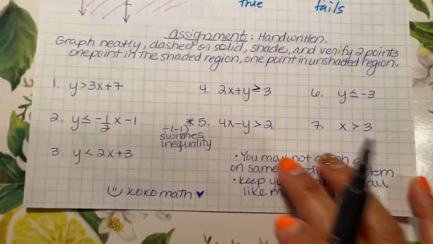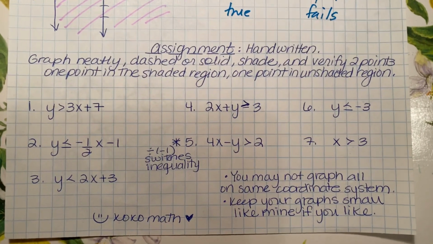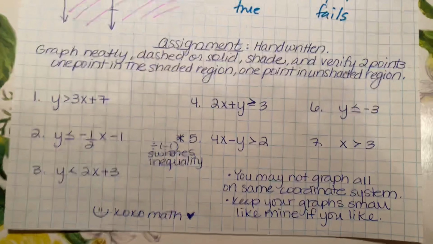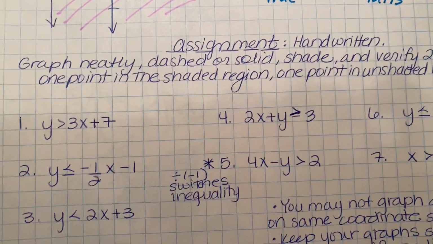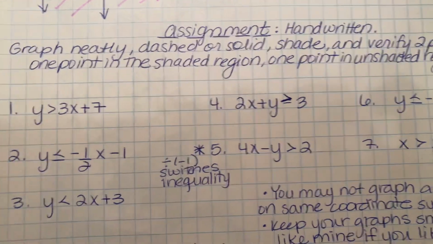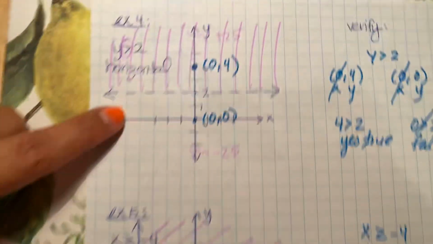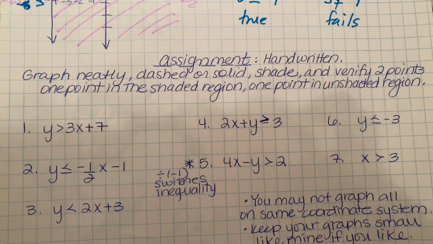Okay, here's the assignment. Your graphs better be handwritten. For those of you sending me Desmos screenshots and doing it on computers, it's not accepted. Handwritten. Graph neatly, right? Dashed or solid, like I did. Here's dashed. Here's dashed. There's solid. Then you're going to shade and verify 2 points.